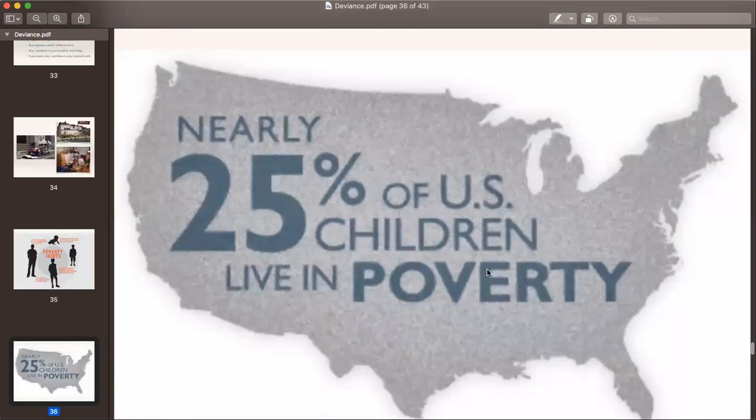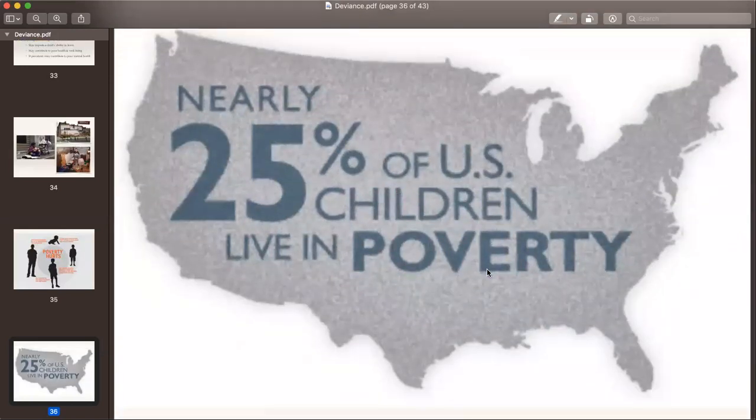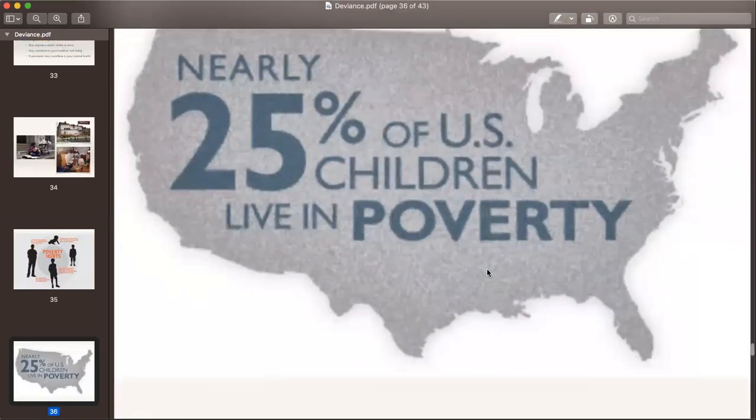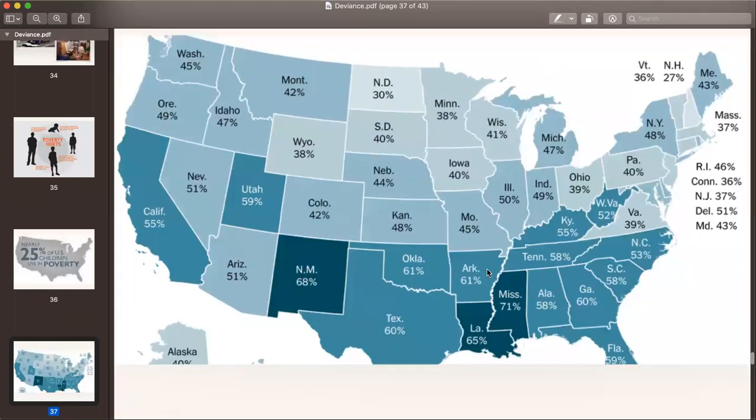Let's look at this map. Nearly 25% of U.S. children live in poverty. Well, let's go a step further with this. Let's look at poverty, child poverty, children living in low-income situations. So we're including poverty and low-income. By state, 55% of the children in California are low income and or living in poverty. Texas, 60%. Mississippi, 71%.